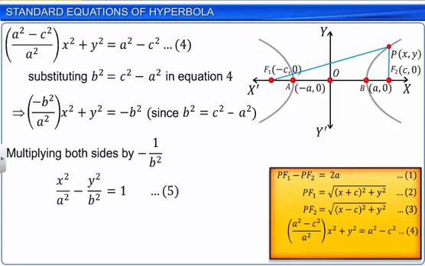We can say that equation 5 represents the given hyperbola if the coordinates of point P as derived from this equation satisfy the geometrical condition PF1 minus PF2 is equal to 2a. From equation 5, we get y square is equal to b square into x square upon a square minus 1.